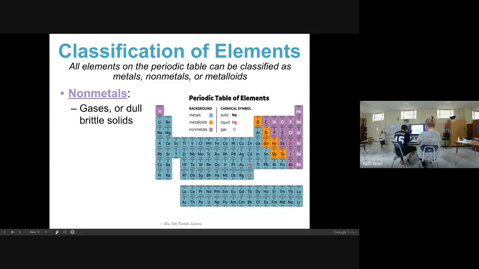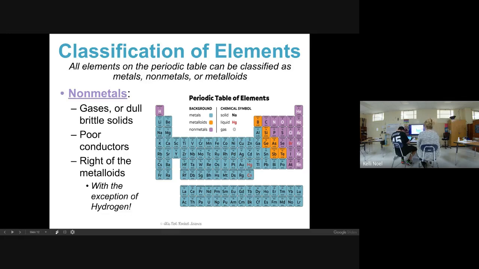So nonmetals are the purple ones. They can be gases. They can be dull, brittle solids. We have one liquid, bromine. They are to the right of the metalloids, with the exception of lonely hydrogen. Remember, hydrogen is only over with the metals because of its one valence electron. Sometimes periodic tables put a little space here and lift hydrogen up a little higher, just so you know it's not a part of that metal group.